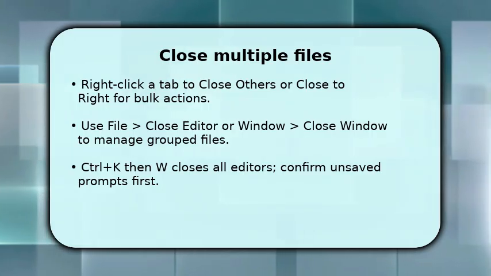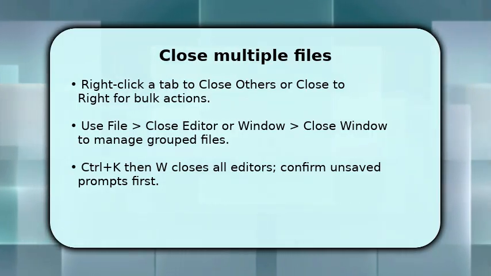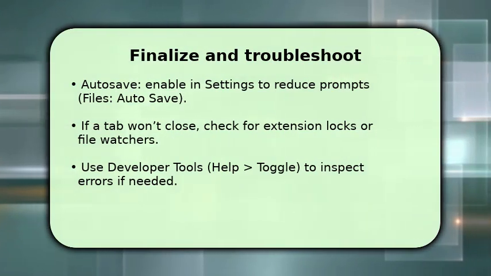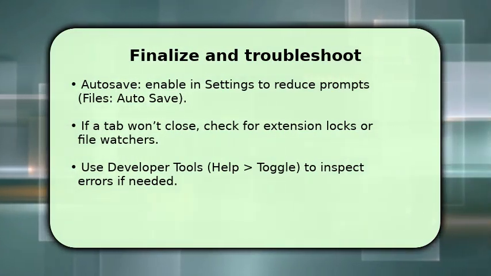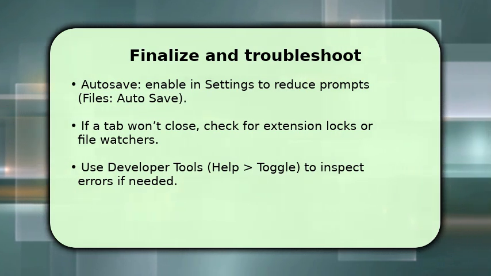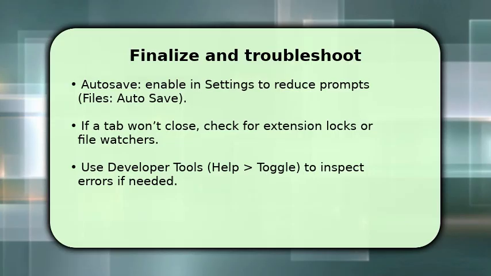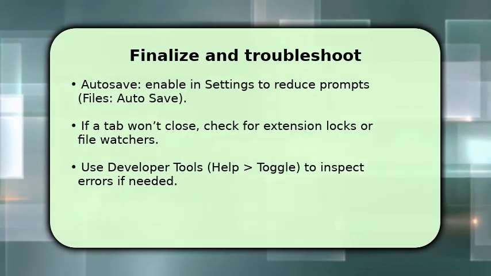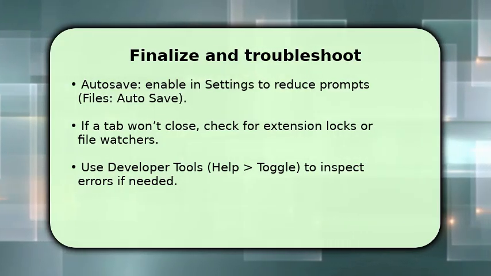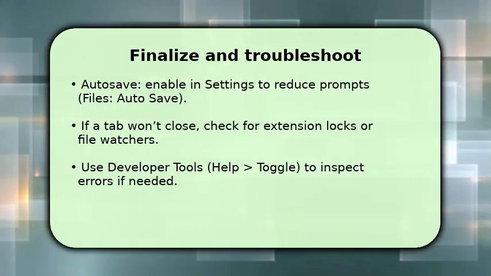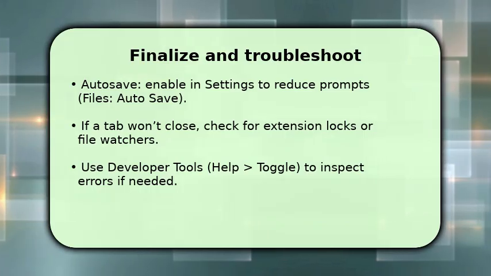Finish by confirming the file is closed and your layout looks correct. Make sure your side panels aren't hiding the tab bar. If something prevents closing, check whether an extension or file watcher has locked the file. Disabling the extension temporarily often reveals the cause. If issues persist, open Help, Toggle Developer Tools and look at the console for errors to report. This diagnostic step helps you identify.